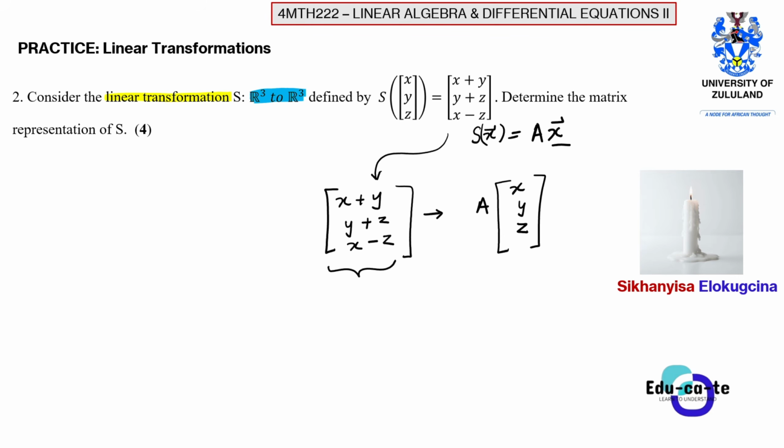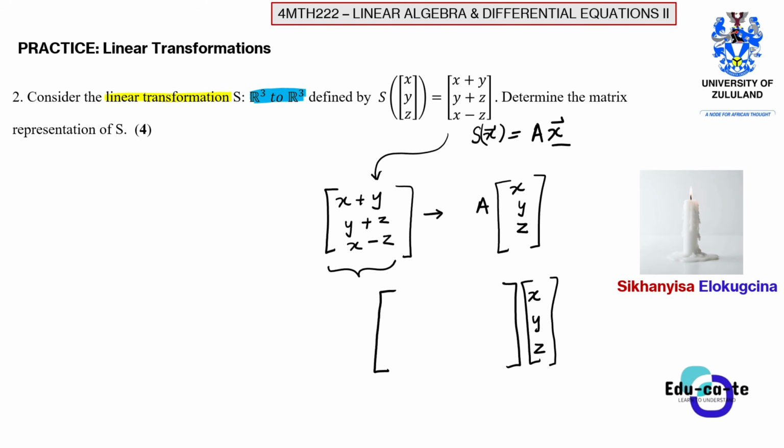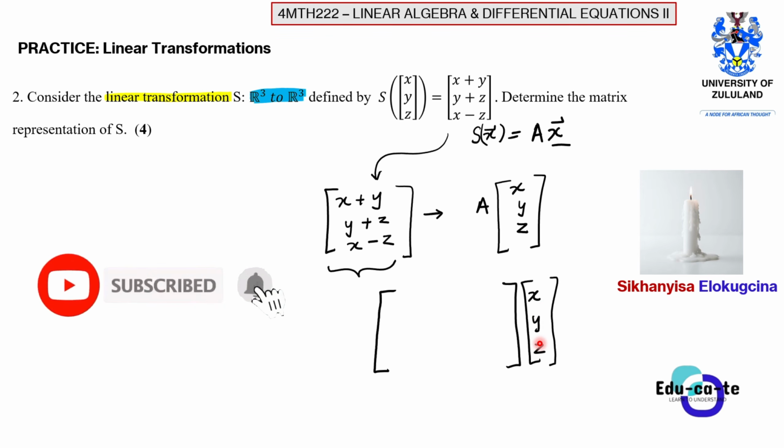From here we just need to recognize how we can solve for A using a technique similar to the previous example. So this is the space for our matrix A, and we are multiplying it by the column vector x, y, z. Now we just need to recognize the coefficients. How many variables do we have in our column vector? We have 3 variables: 1, 2, 3. So we have three entries in our column vector.